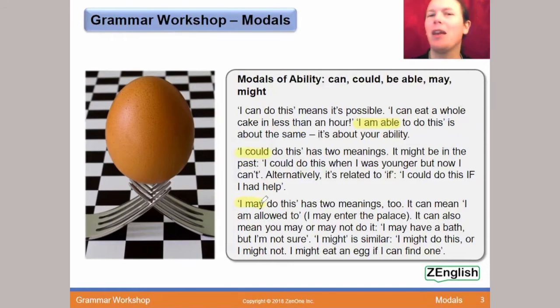But it might also mean I may or may not do this. I may have a bath or I may not. I'm not sure. And I might. It's very similar. So I might do this or I might not. I might eat an egg if I can find one. And what a beautiful picture of an egg this is. If this seems a little confusing, if may and might seem a bit similar, they are. Don't worry about them too much. People really use them quite interchangeably a lot of the time.